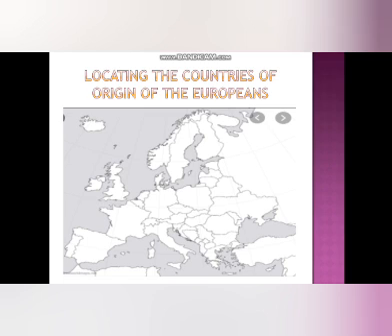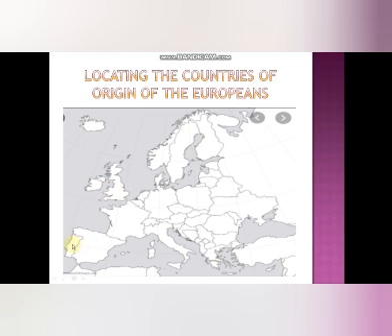Beautiful. So the country Spain is located right here. See where the arrow is pointing? Right here. And then we have the Portuguese. So the Portuguese people originated from Portugal, and Portugal is actually right here.